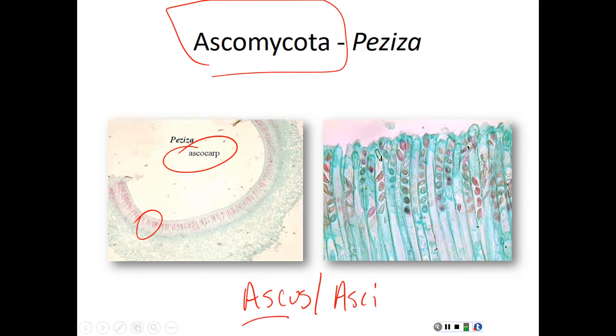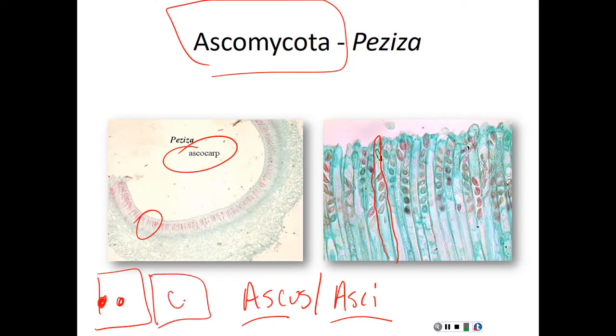Singular would be ascus, plural would be asci, and they get described as sac-like structures. I think they look more like finger-like structures. And it is within these asci, same deal, where karyogamy will actually occur. And so what was a dikaryotic cell becomes a diploid nucleus within a cell.